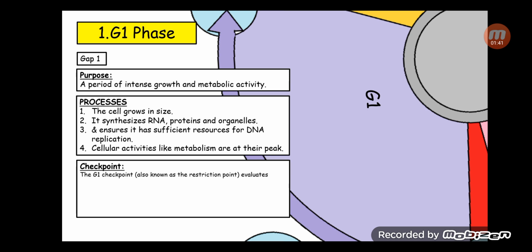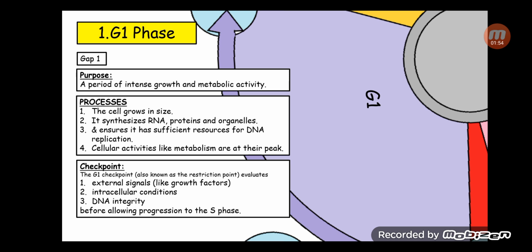The checkpoint there is the G1 checkpoint, also called the restriction point, that evaluates external signals like growth factors, intracellular conditions and DNA integrity before allowing progression to S phase.